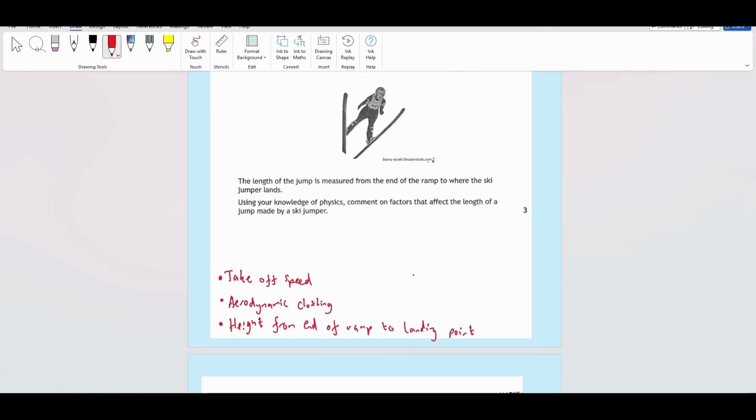So these are a couple of topics you could talk about, but these are not all of them. This list is not exhaustive, so maybe if you have something else, it could be right. As long as you explain it well, then you'll get the marks. So I'm going to explain this one, takeoff speed.